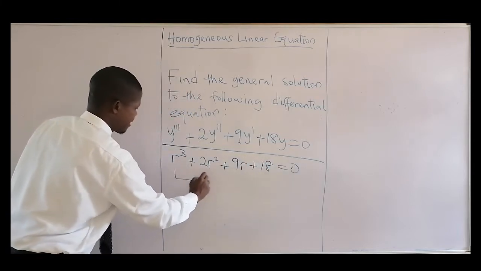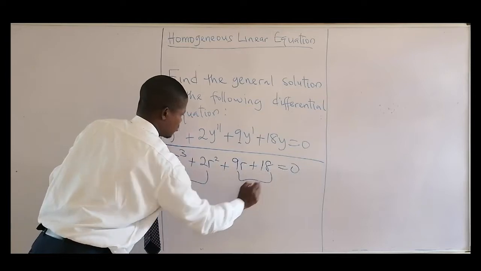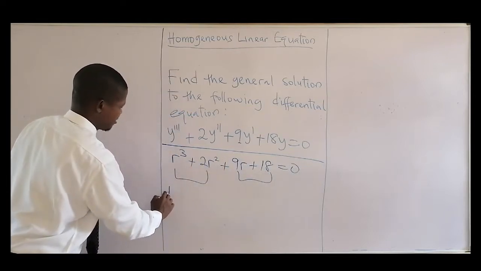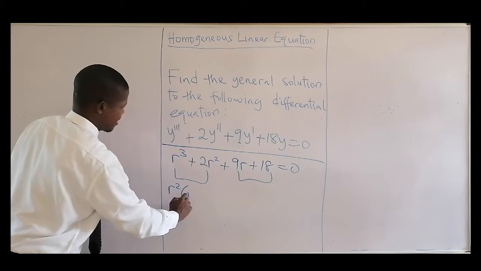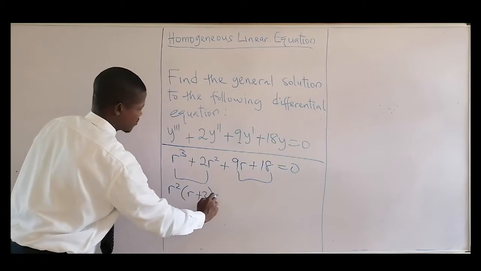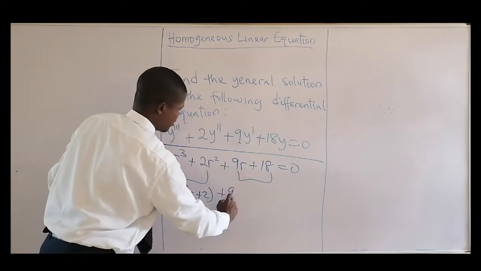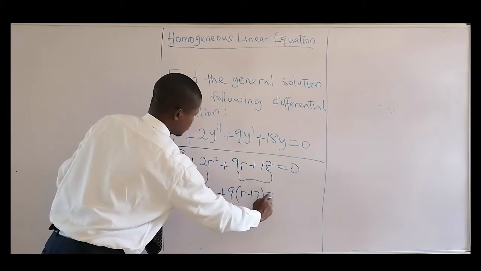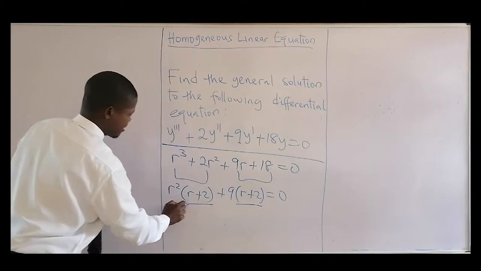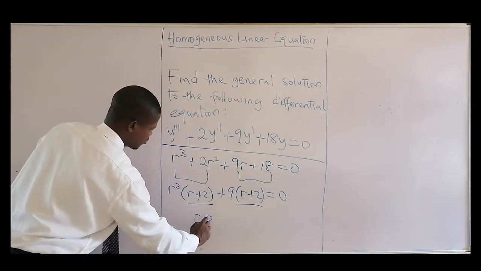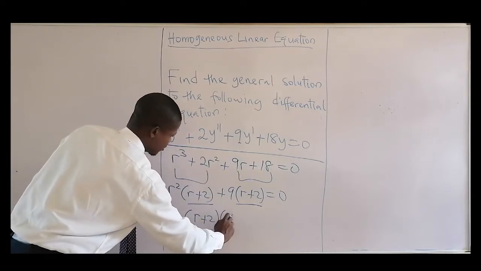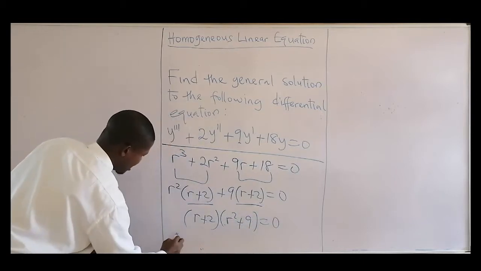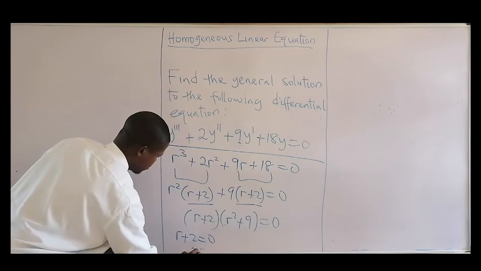Then you can begin to pair these, since there are 4 terms. Here, R squared is common, so we can have R squared times R plus 2. Here, 9 is common. Take 9 out. That will be R plus 2 also. So let's factorize, and you can see this and this are the same. So you have R plus 2 into bracket R squared plus 9 equal to 0. And this implies R plus 2 is equal to 0.